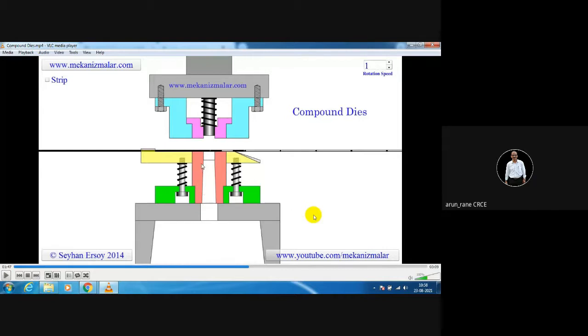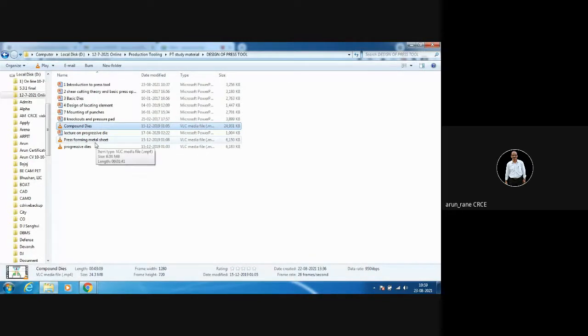These are normally very complex compound dies because you have to place the blanking punch, you have to place the piercing punch, then you have to place the blanking die, and you have to also have the piercing die properly. Because for a hole you need to have piercing punch and piercing die. For the blank you need to have blanking punch and blanking die. So it has to be held properly. So structure-wise it becomes a little complicated.